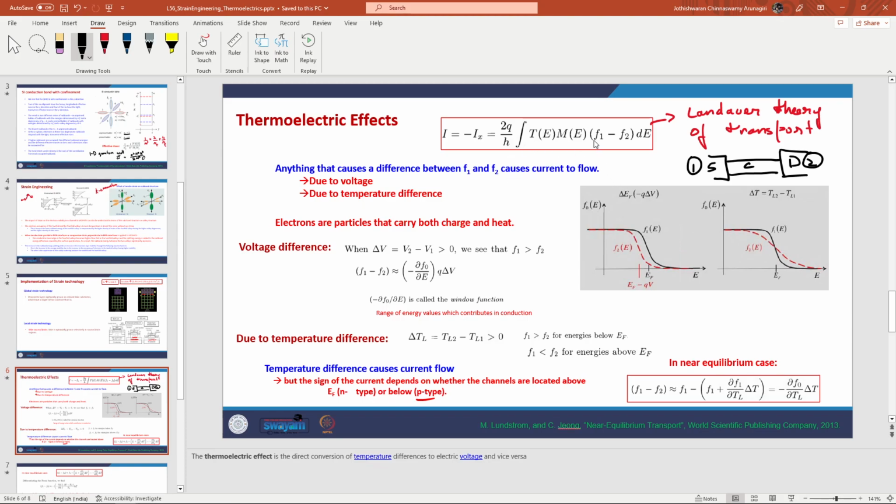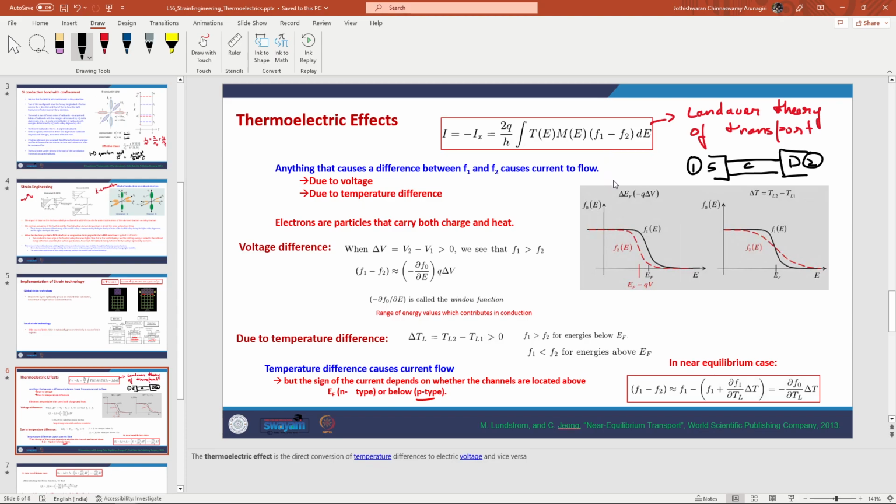Now, of course, the only thing that changes is F1 minus F2. If these two quantities were identical, then this entire term becomes zero and therefore the integral will vanish, which implies there is no current. We know that T of E, the transmission coefficient, and M of E cannot be zero. We've done the calculations for these things, so we know that these quantities are never zero. But if F1 minus F2 is zero, then of course there is going to be no current, and that is typically the case for a device in equilibrium. However, in general, for a device in operation, F1 minus F2 is never zero.